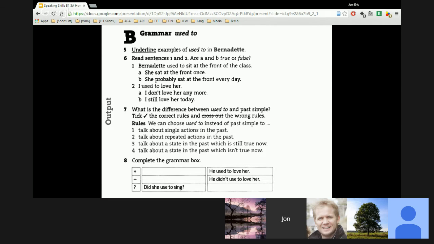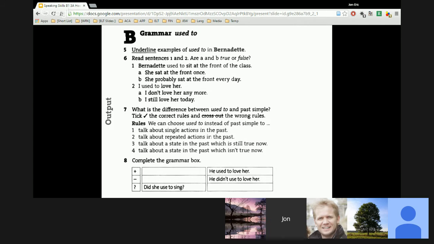Okay. I want you to take a look at the first rule, and I want you to tell me if it's correct or if it's wrong. Just that. We can choose used to instead of simple past. Number 2. Read number 1 and tell us what you think, Anna. Talk about single actions in the past. That means things that happen at a specific time in the past.